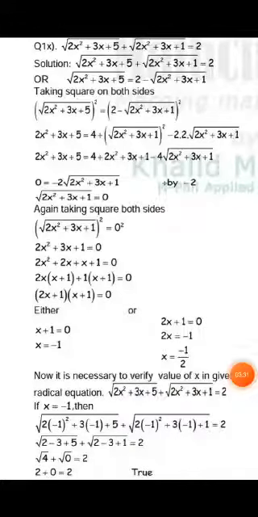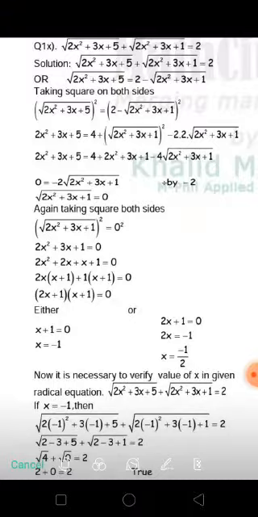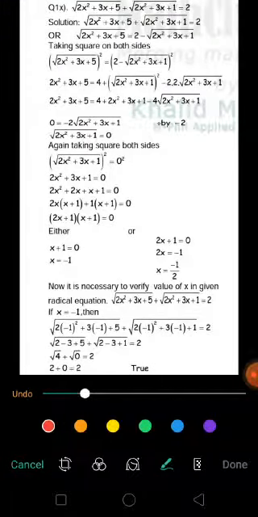I'm just taking question number 1 part 10, in which you are given two radicals: under root 2x square plus 3x plus 5 plus under root 2x square plus 3x plus 1 equals 2. Now you are given this equation, but you cannot take the square directly in this condition because it would make the equation more difficult. When we take the square, one becomes a and the other becomes b, so you have a square plus b square plus 2ab, and 2ab would give you a complicated term.